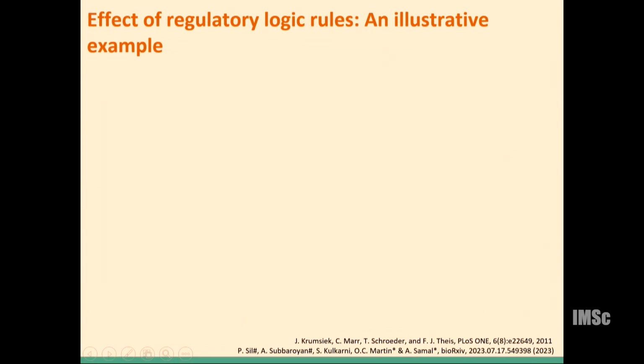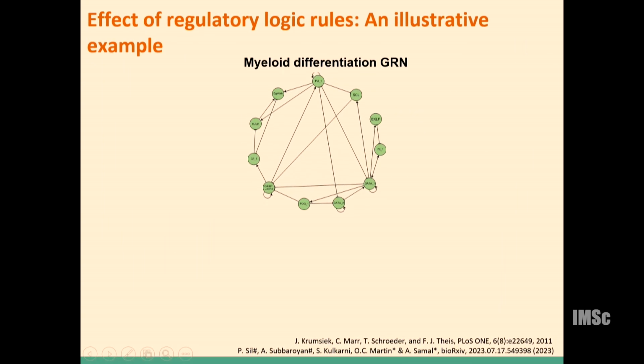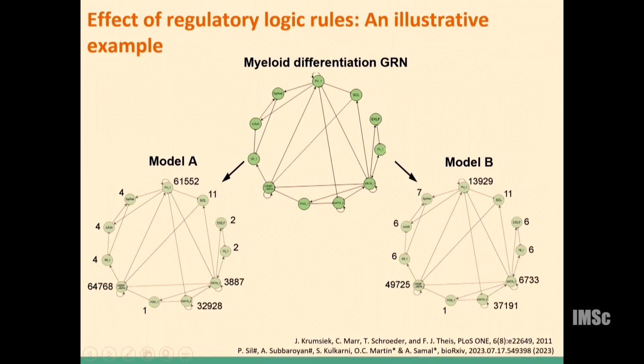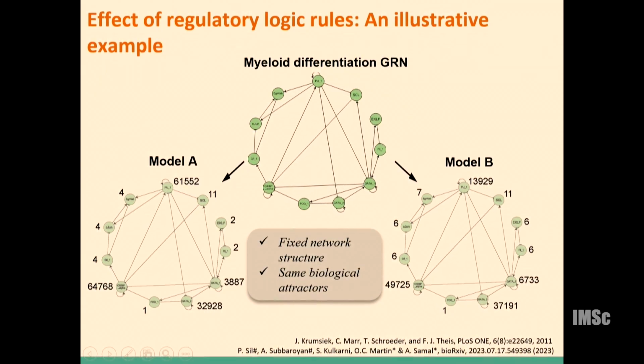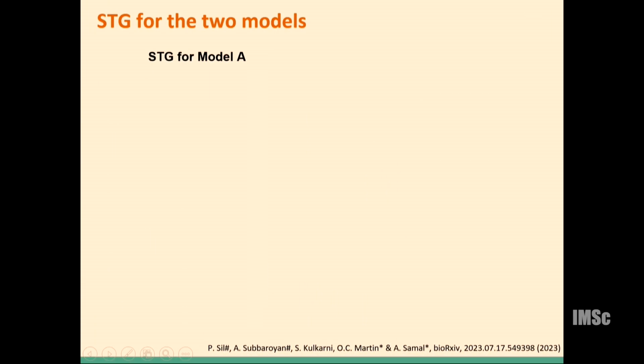Now let us see an example. It is the gene regulatory network of myeloid differentiation. Let us consider 2 models for this network. We are not changing the network structure; the interactions and the genes are the same. We are only changing the regulatory functions assigned at each node, which I have mentioned in the integer form of the Boolean functions, and they both give the same biological attractors as we expect for this specific myeloid differentiation model. So what is the state transition graph for these 2 models?